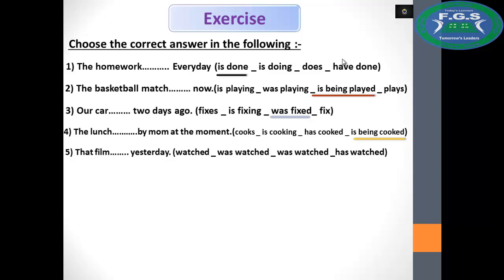Okay, and number five. That film yesterday. So what is the answer? Watch it, was watched, or has watched. That's okay, great. So the answer is was watched.